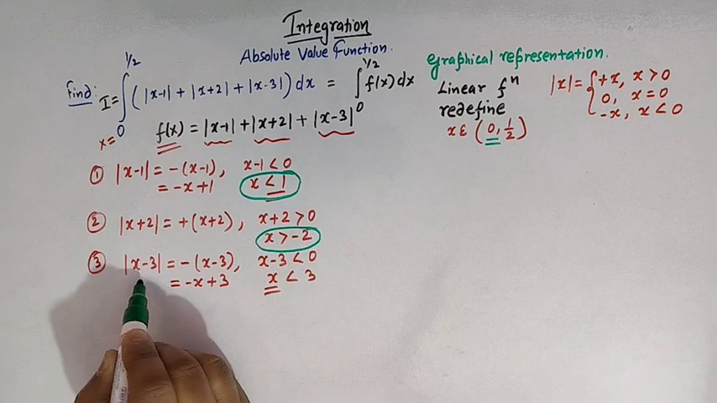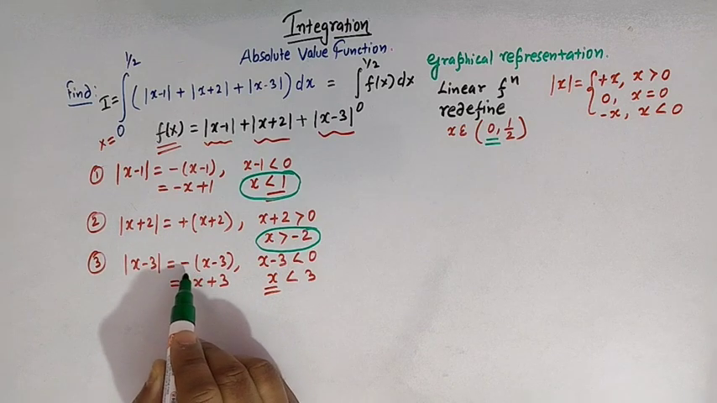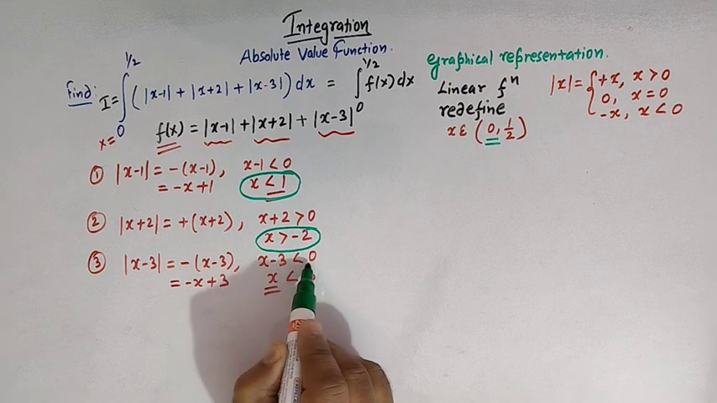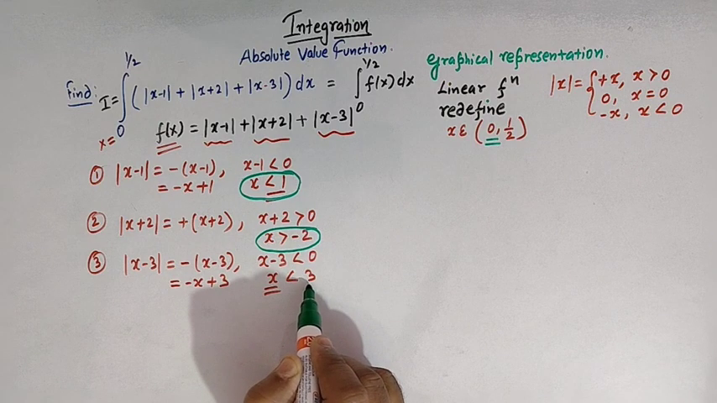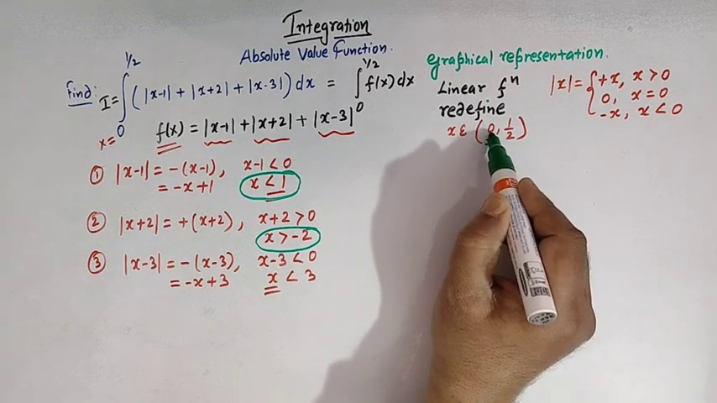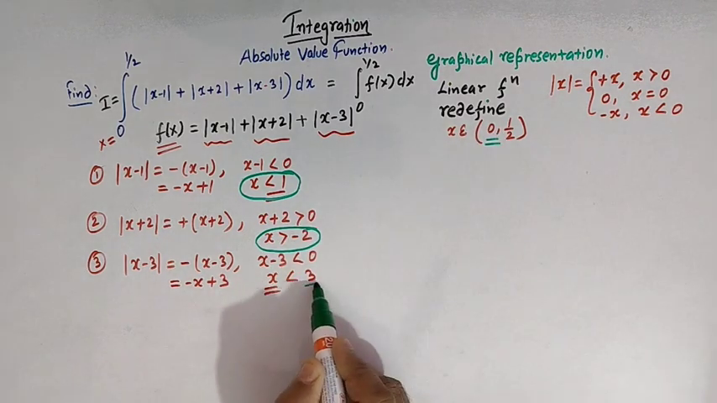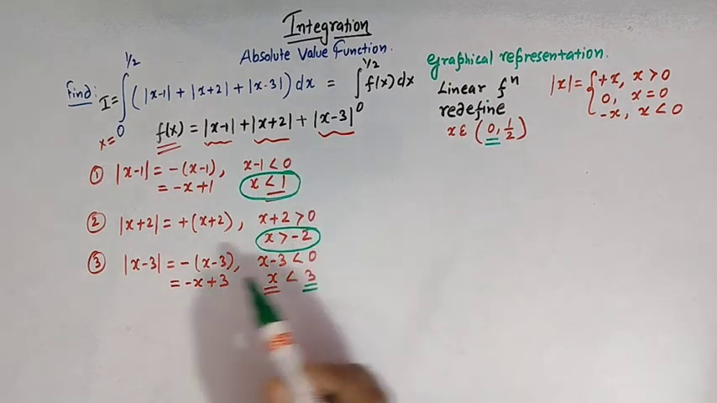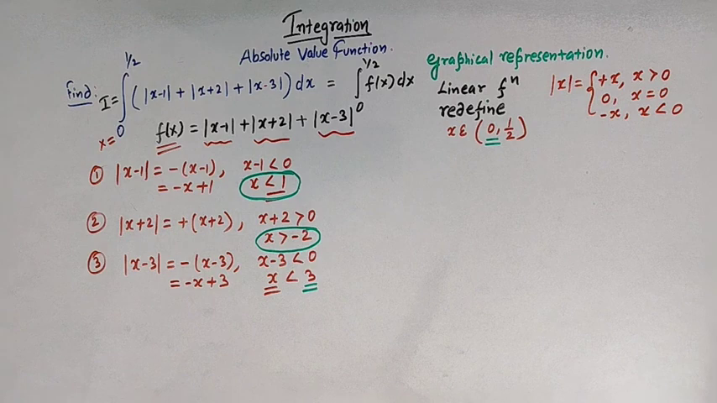And similarly, in the third one, we have mod of x minus 3 is equal to negative of x minus 3. It implies that x minus 3 is less than 0, so x is less than 3, right? And obviously all the x which belong to 0 to half, they are all less than 3. That's why we have retained these definitions, right?